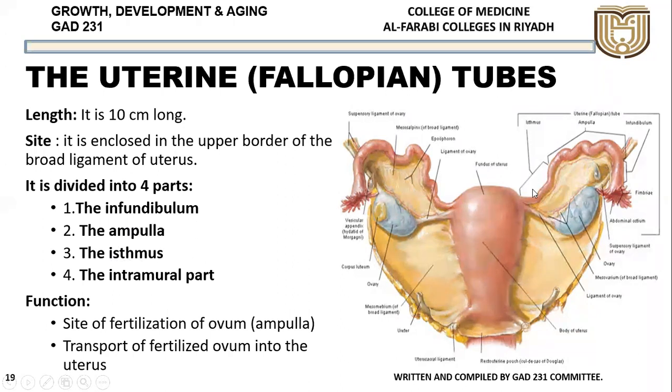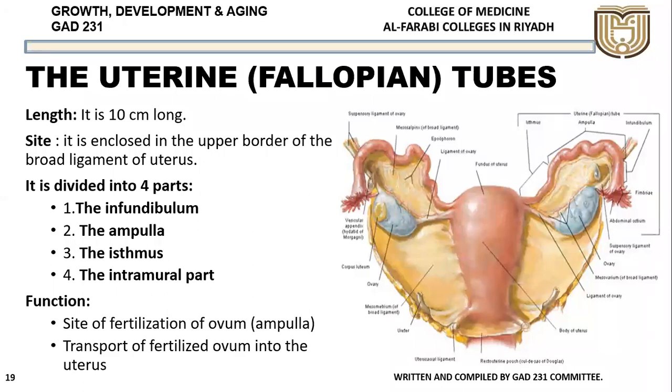Then we have a narrow part. This is called the isthmus. And the last part, which passes through the thick wall of the uterus, is a very short part called the intramural part. So these are the four parts of the uterine tubes.